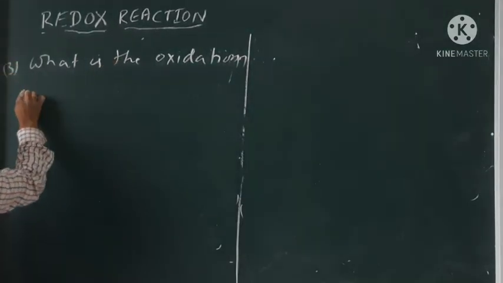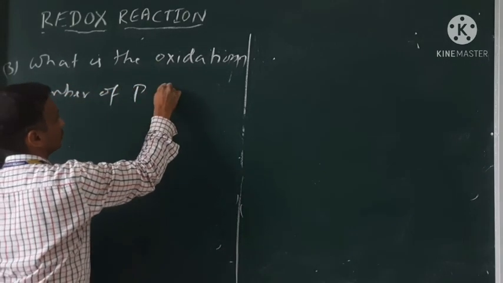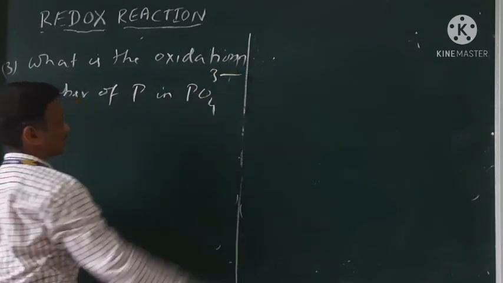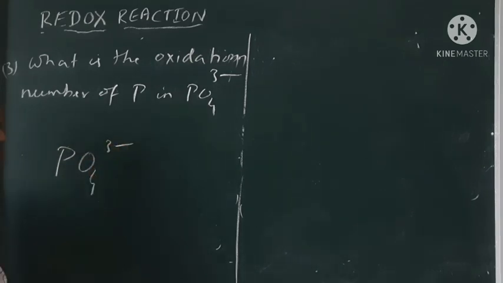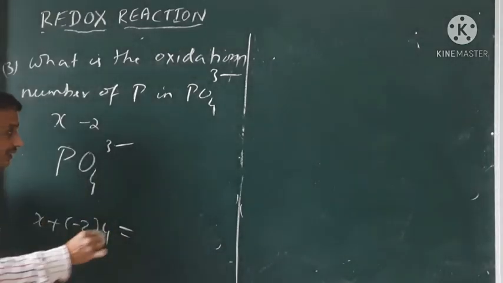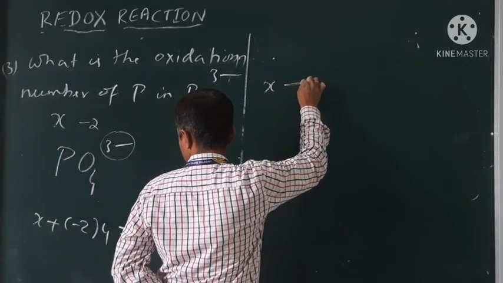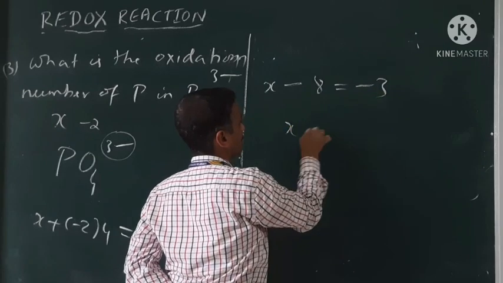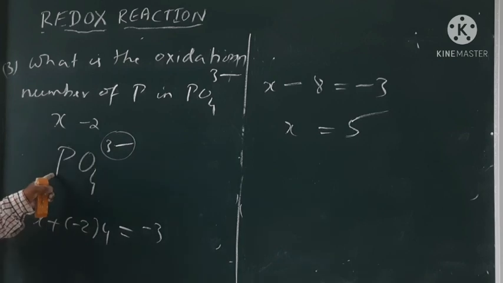What is the oxidation number of phosphorus in PO4 3 minus? So write PO4 3 minus. X for phosphorus because I have to calculate. Oxygen is minus 2. So X plus minus 2 into 4 is equal to, not 0, but minus 3. X minus 8 is equal to minus 3. X equal to 5. Phosphorus is in the plus 5 state.